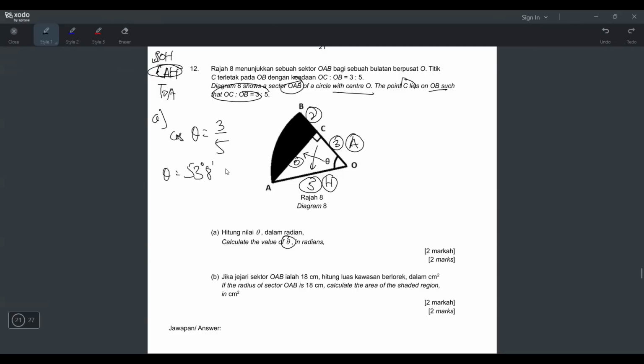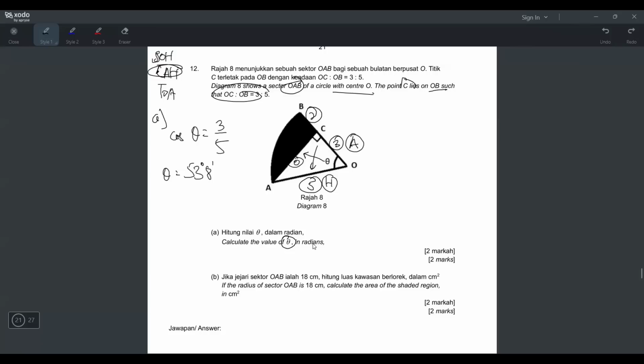I want you to know something. When you press shift cos, and if your answer is positive, there are actually two answers. One answer is in quadrant 1, the other answer is in quadrant 4. If you want to get the other answer, you have to take 360 minus this. But you don't have to do that for this chapter, because this is a right angle triangle. It will only have a quadrant 1 or quadrant 2 angle inside the right angle triangle, so you will ignore the other answer.